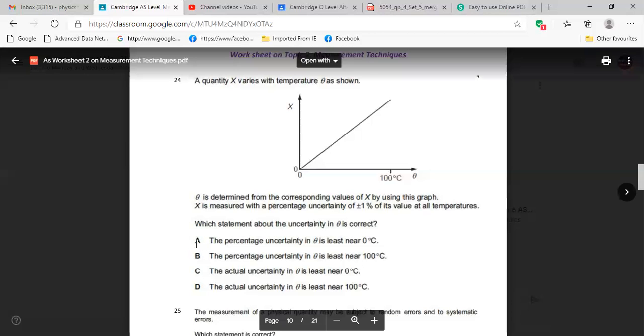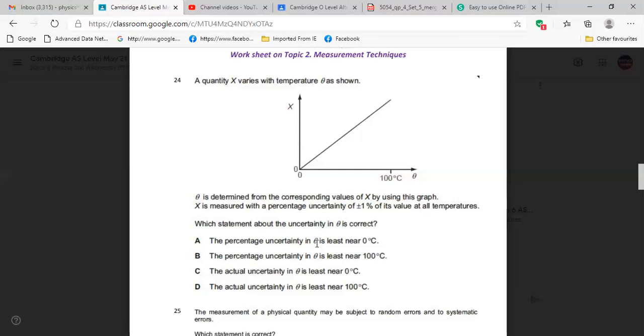Now you check with other options. The percentage uncertainty in theta is least near zero. No, if you take percentage uncertainty, you multiply with 100. That time it's becoming bigger, right? Yes, sir. And percentage uncertainty in theta least near 100 degrees, it is also wrong. It will not be so large, right? Yes, sir. Then the last one, the actual uncertainty in theta is least near 100. It is not possible. Actual uncertainty will never be 100 degrees Celsius. It's quite impossible, right? So you understood why the answer is C.